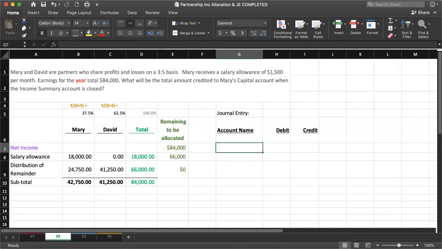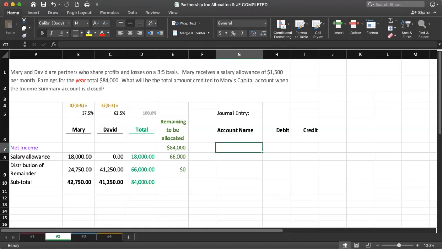So what is our journal entry? Well, keep in mind that prior to this, the company would have closed all of the revenue accounts. So you would debit revenue and credit income summary. Then they would close all of the expense accounts. So they would debit income summary and credit each expense.